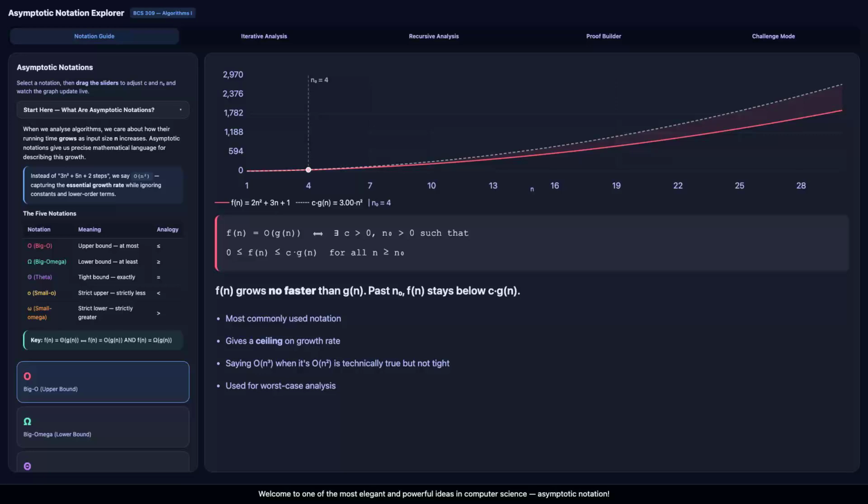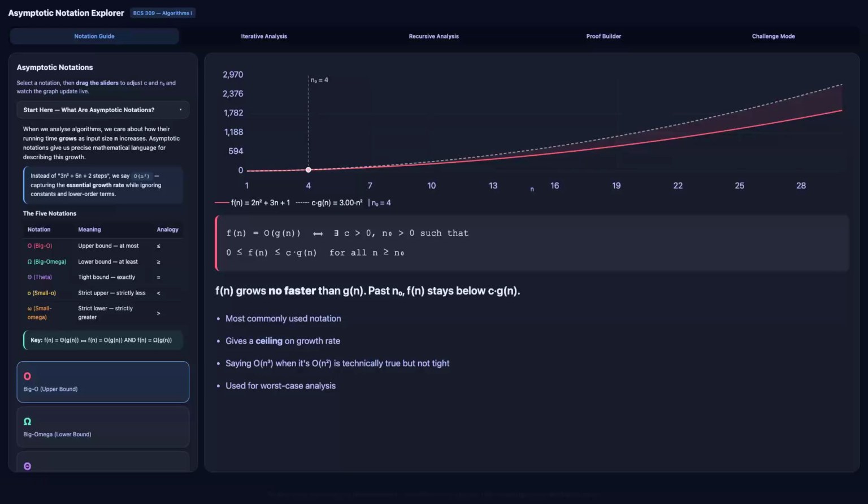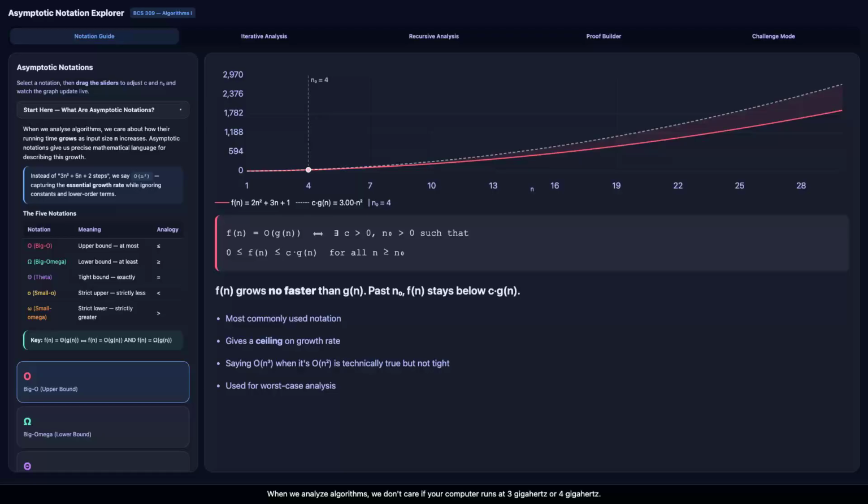Welcome to one of the most elegant and powerful ideas in computer science, asymptotic notation. When we analyze algorithms, we don't care if your computer runs at 3 gigahertz or 4 gigahertz. We care about the fundamental mathematical relationship between input size and running time. Today we'll discover how big O, theta, and omega let us capture the essence of algorithmic efficiency with breathtaking precision.